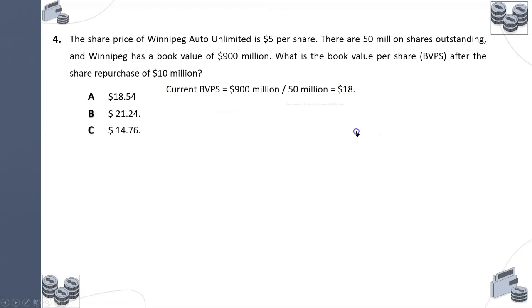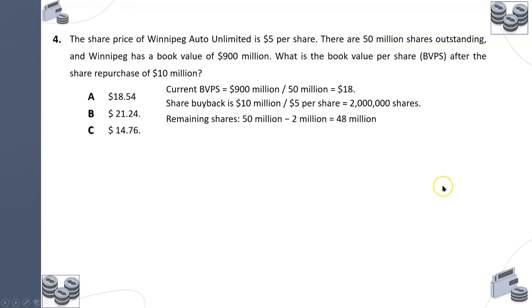many shares we are going to buy? That is very important. Share buyback is $10 million. Divide the current share price of 5 will give us 2 million shares. So the company is going to buy back its own share. That is 2 million out of 50 million. The remaining number will be 48 million. So the remaining number of shares is 48 million, as I've just mentioned.